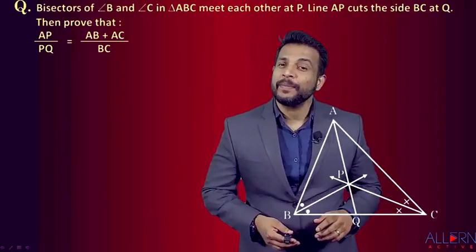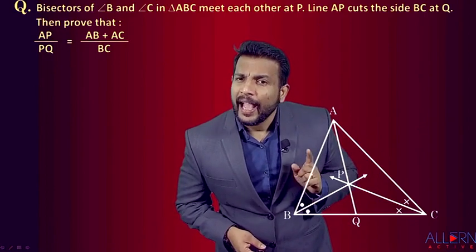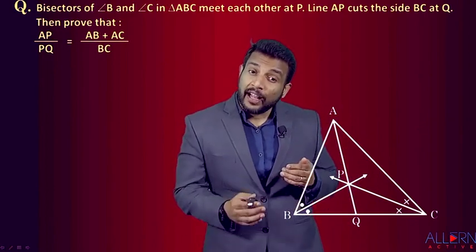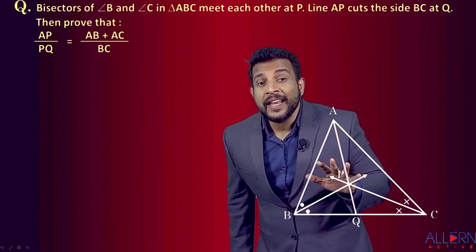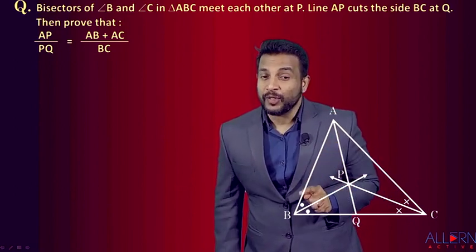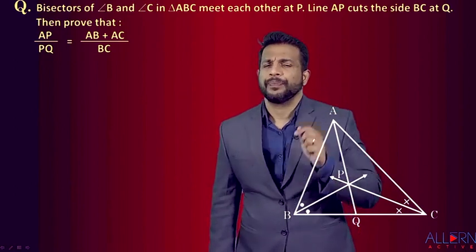Let us do a very important sum. This is going to be exciting. Let's see the sum. The sum says that there's a figure here. And in this figure, they are saying that bisectors of angle B and angle C in triangle ABC meet each other at point P. So these bisectors are meeting each other at point P.